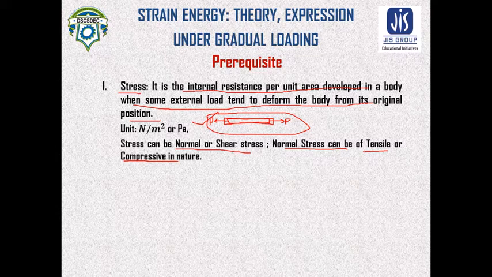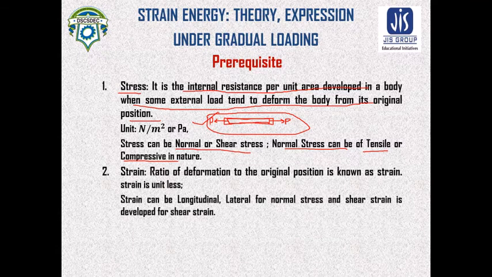Now we will move to another term that is well known to us from the previous semester, that is strain. What is strain? Strain is the ratio of the deformation to its original dimension. Strain is a unitless quantity. Strain can be longitudinal. Longitudinal strain is del L by L, that means change in length by original length. Similarly, lateral strain for a circular rod can be del D by D, that means change in diameter by original diameter.